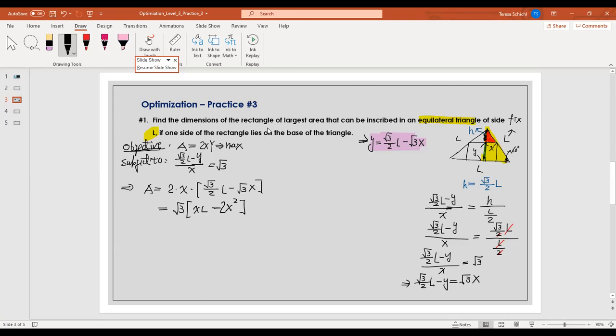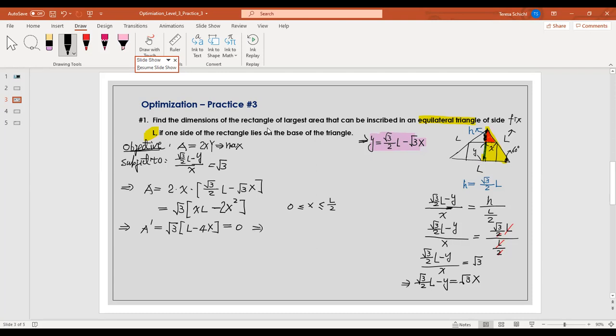And I know the x should vary from 0 to L over 2, because this is the halfway point. Okay, after that, the problem is pretty easy. Like I said, the hardest part is sometimes finding the objective function, sometimes finding your constraint, your conditions here. Now you take the derivative. So the derivative here is the square root of 3 times (L minus 4x) equal to 0.